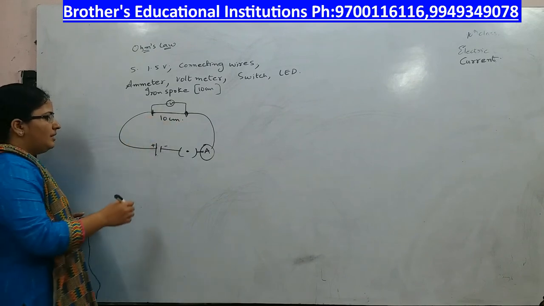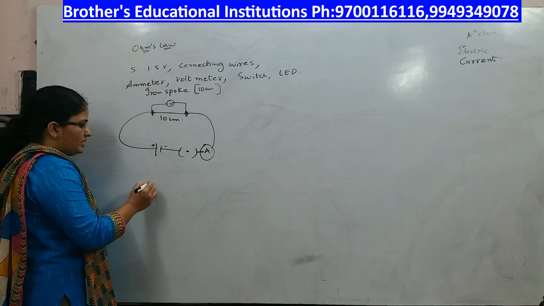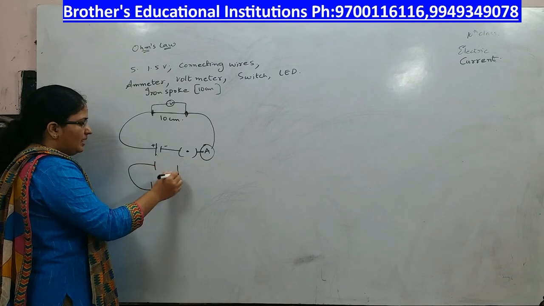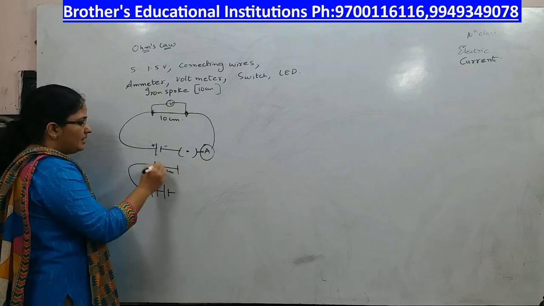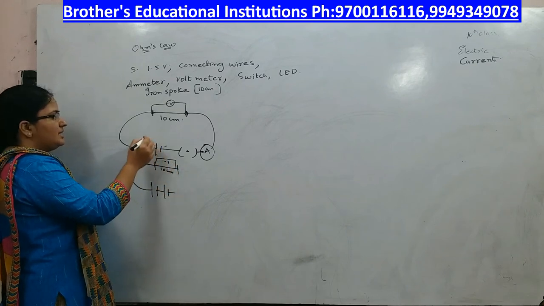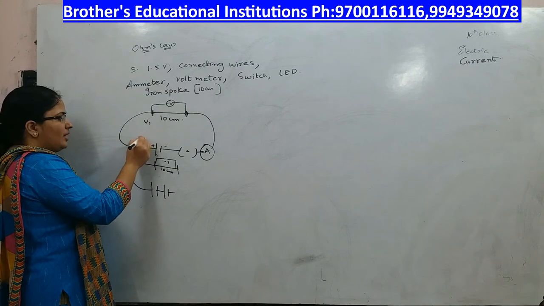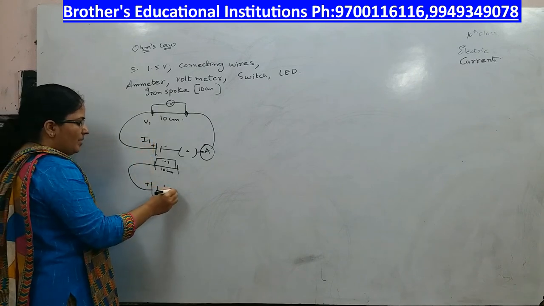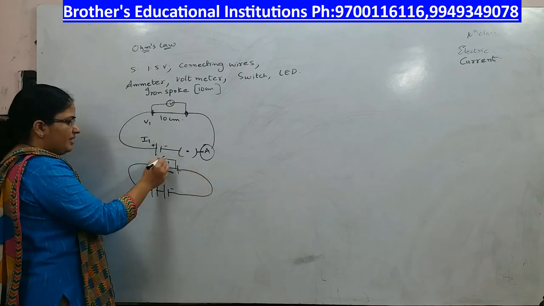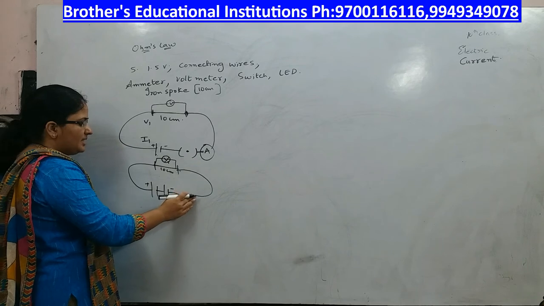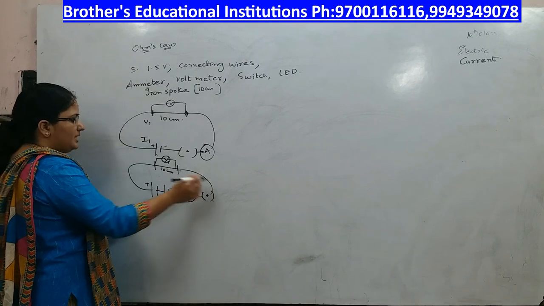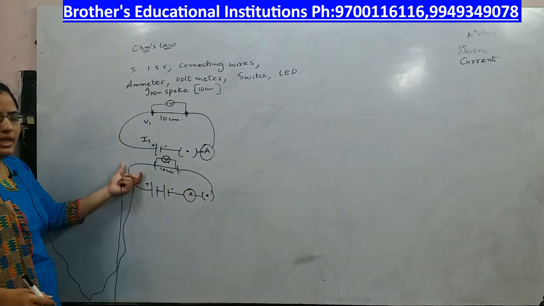Now what you do is, add one more cell to the circuit. What will happen? The potential difference increases. Let us say for the first case the potential difference is V1 and current flowing is I1. Now you are adding two batteries, one more cell. So the potential difference increases. When the potential difference increases, you will observe that the current also increases.